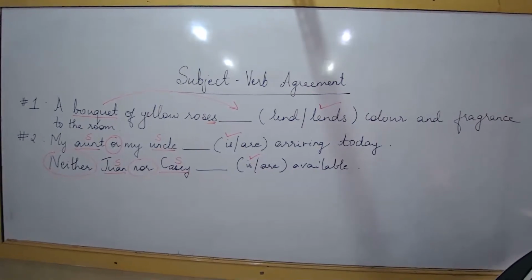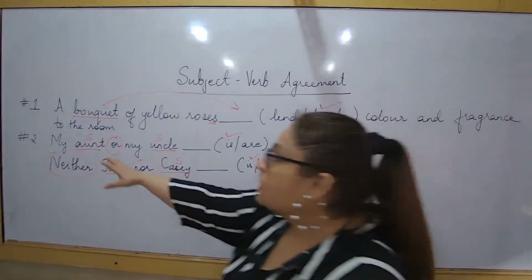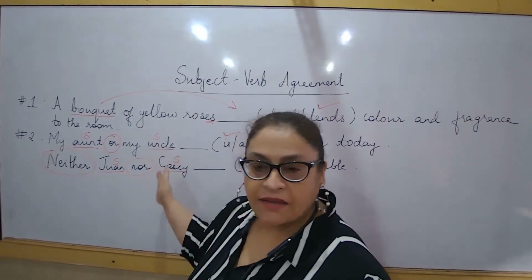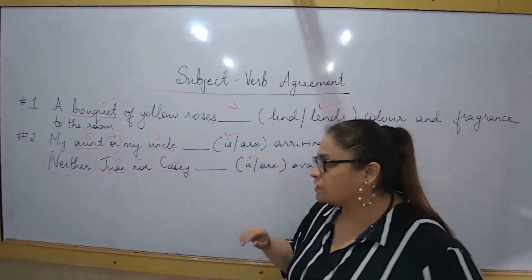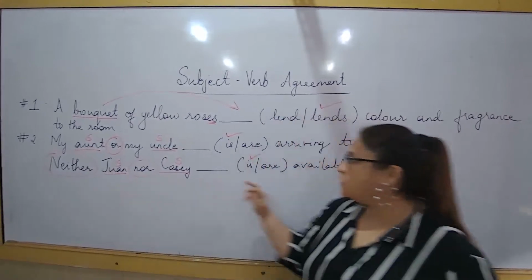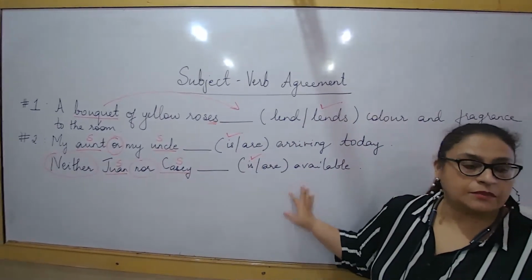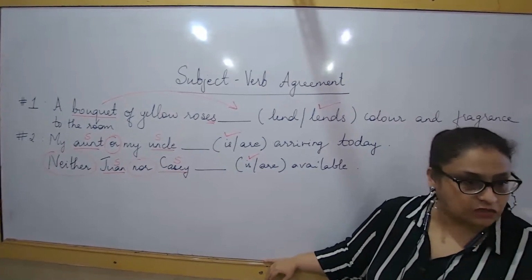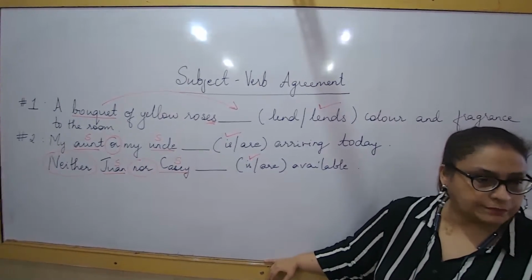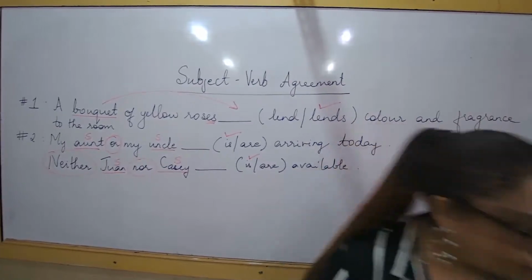There's no confusion, because we are talking about either my aunt or my uncle, which means one of them will be coming. So we have to use a singular. Neither Joanne nor Casey is available, because neither Joanne nor Casey is singular, not one of them. So it will be singular.